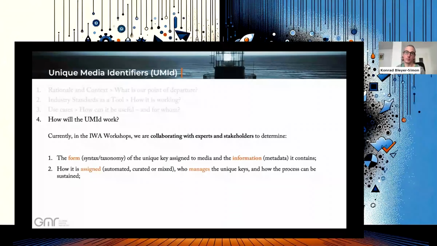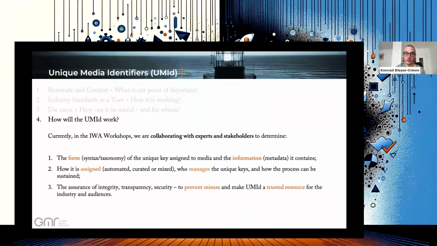and we also have to see who is going to manage these unique keys. Is it going to be media regulators? Is it going to be social media platforms? Maybe that can also be a possibility. And we also have to figure out how this process can be sustained, how it can be financed in the end. And then the third point is the assurance of integrity, transparency, and security.